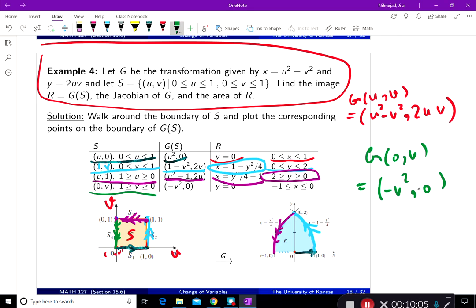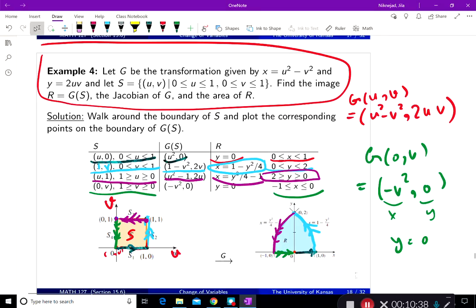And if you look at this, and this is x and this is y, what you get is y equal to 0. But it also gives you a bound for x, because v runs between 0 and 1 and goes back down to 0. And then negative v squared is going to run between -1 and 0. So this is basically that bound.